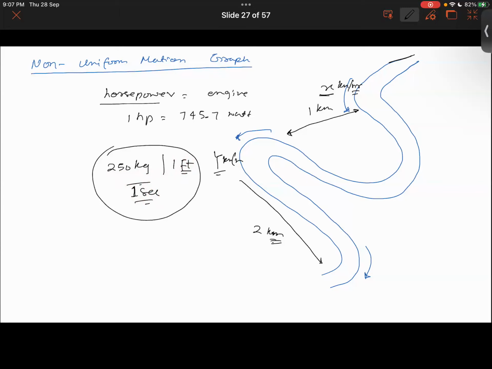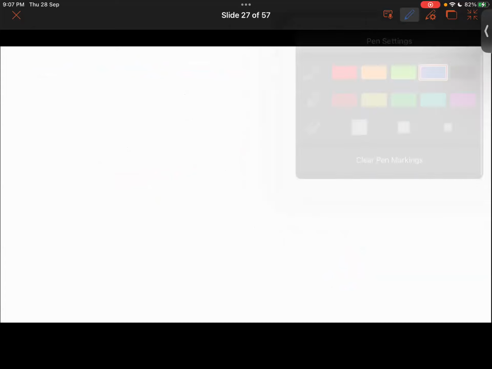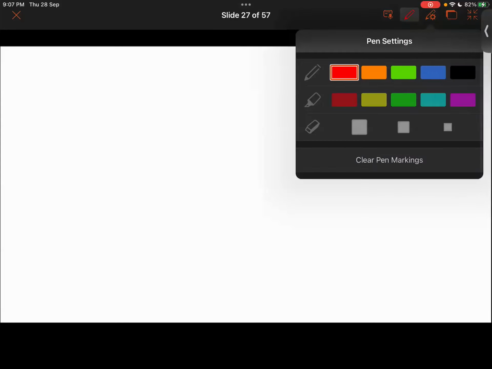Yes, sir. Okay, so that is simply horsepower. Anyways, coming back to our discussion, we're talking about non-uniform motion. Non-uniform motion will give you a graph somewhat like this. It could be like this, it could be like this, or it could be like this as well. Getting it now? Let's take an example, then we will be able to understand it more clearly.